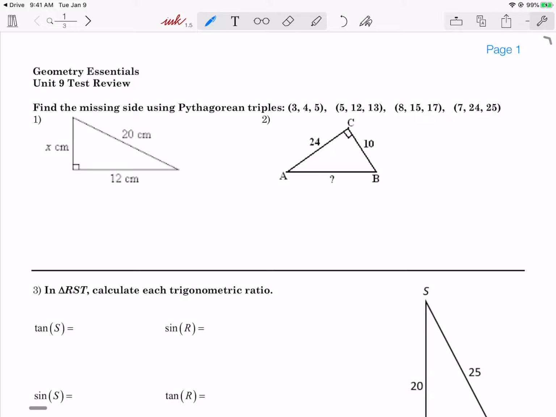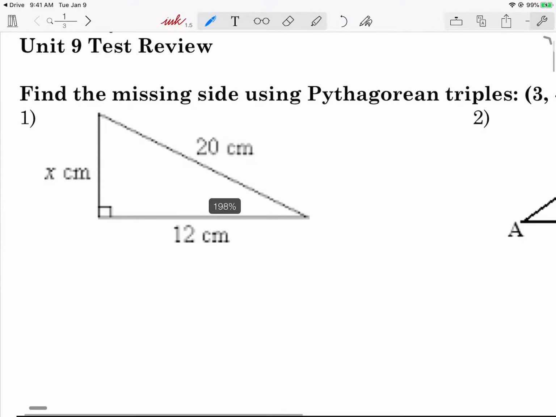We're going to look at this first problem, finding missing sides using Pythagorean triples. So I'm going to look at these two numbers that I'm given, 20 and 12, and I'm going to ask myself, what are both of these numbers divisible by? 4! So then I see that this triangle is clearly 4 times bigger than one of my triples. Which triple is it? Let's find out. Divide that side 20 by 4. Divide that side 12 by 4.